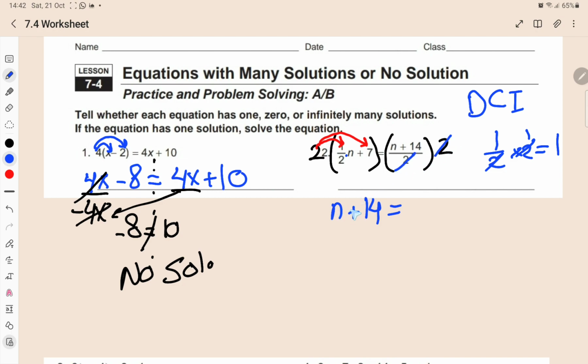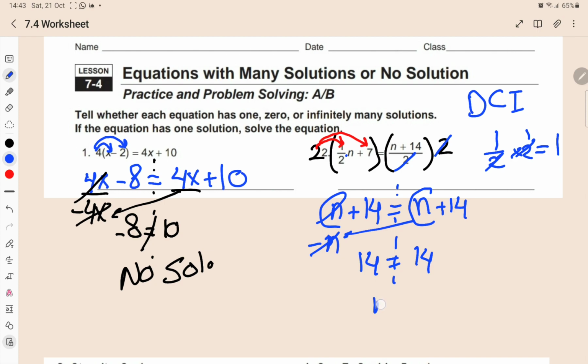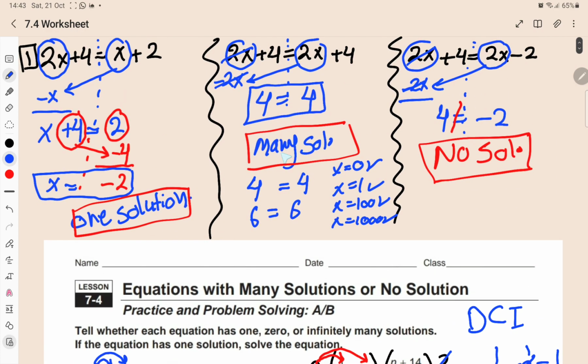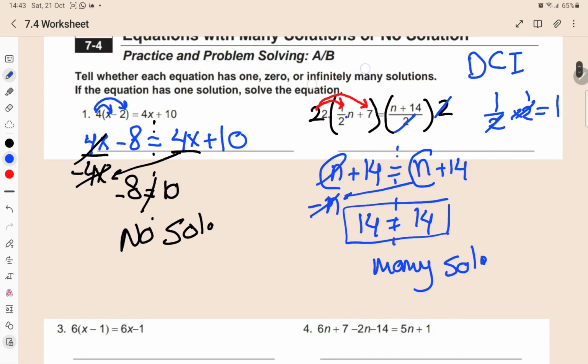The 2 will cancel with 2, because 2 divided by 2 is 1. So you still have n plus 14, exactly the same. Both of them are exactly the same. Combine like terms, n and n. It will move with negative n, cancelled. So 14 equals 14. So this is infinitely many solutions. Whenever they are exactly the same, we said that it would be many solutions. Two constants the same, so it's infinitely many solutions.